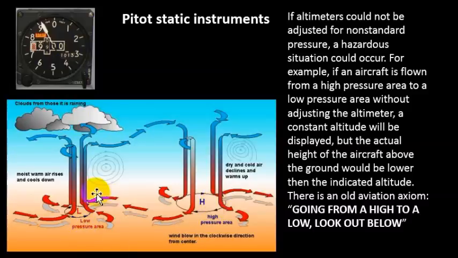So from high to low, look out below, from low to high, look out sky. Going from the lower pressure area to a higher pressure area, the altimeter is going to make you think that you are lower than what you really are. So again, a pressure adjustment has to be made in the Kollsman window, and there's an adjustment knob and all that great stuff.